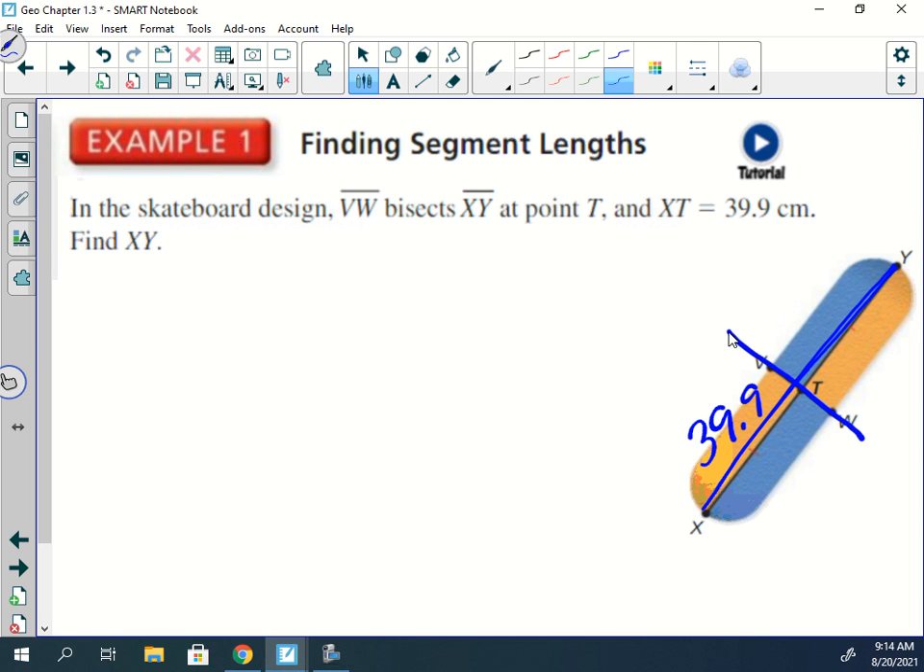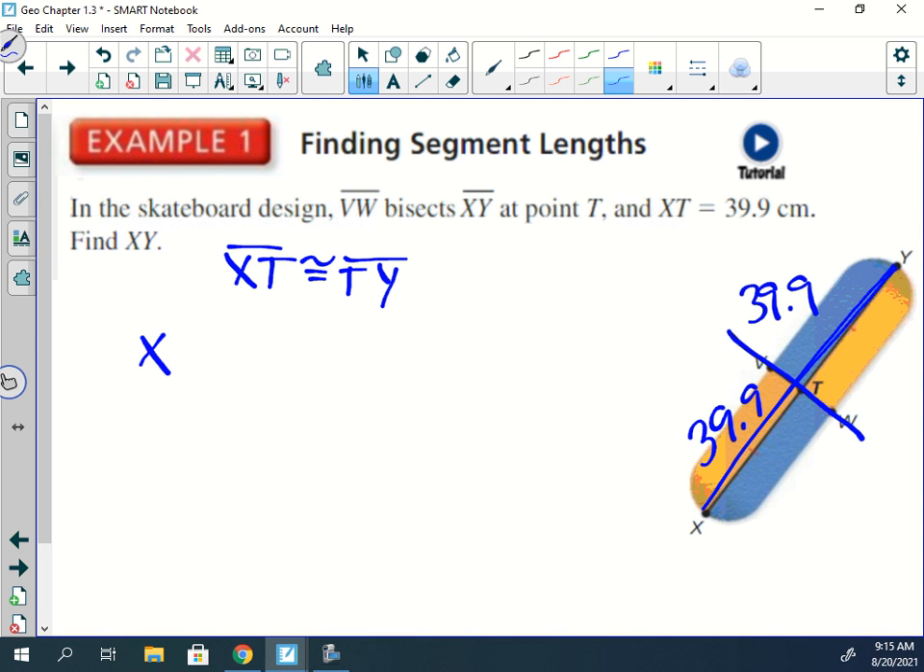Well, by our segment bisector, it tells us that XT is congruent to TY. Because point T is the midpoint. It cuts it in half. So what do I know about the distance from T to Y? What is it going to be? 39.9. Because those two lengths are going to be the same. It cut it in half.